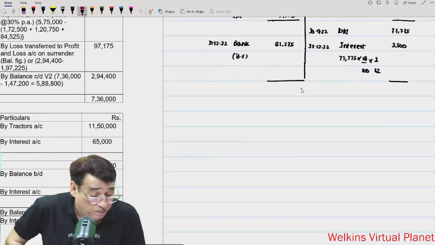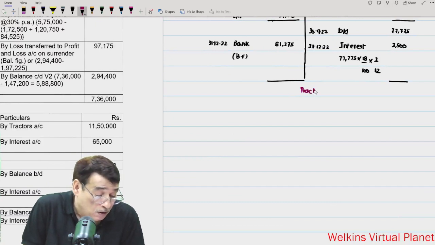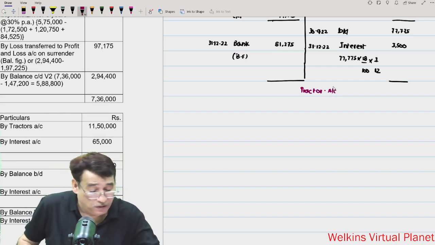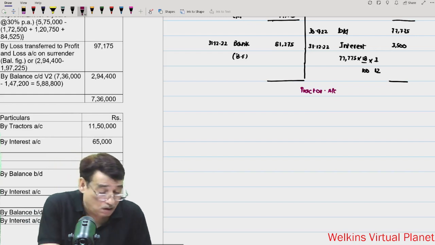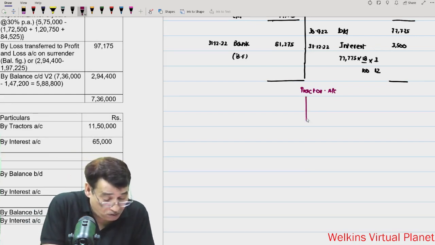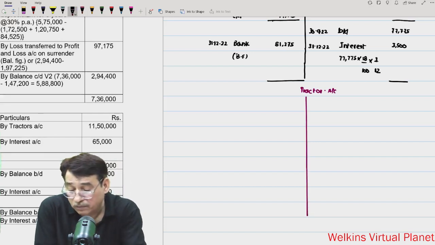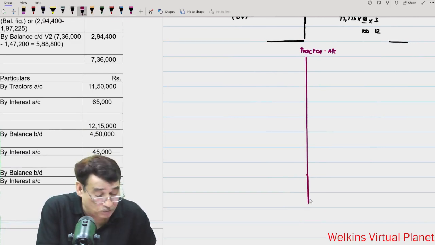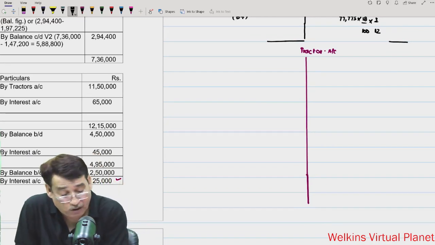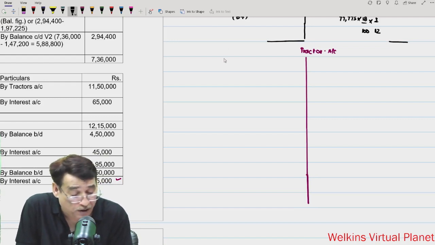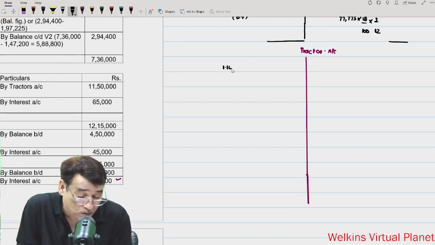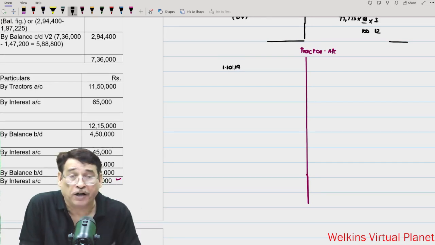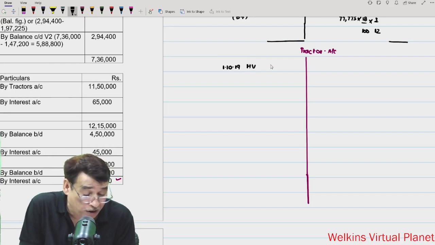Now, tractor account. In order to prepare the tractor account, where's the skill? I think this much is enough. So we will prepare the tractor account. In this particular question, first of all, in order to prepare the tractor account, you write here 1/10/2019. This is the date on which you bought the tractor from the hire vendor, and you are going to write here to hire vendor 11,50,000. Two trucks have been bought.